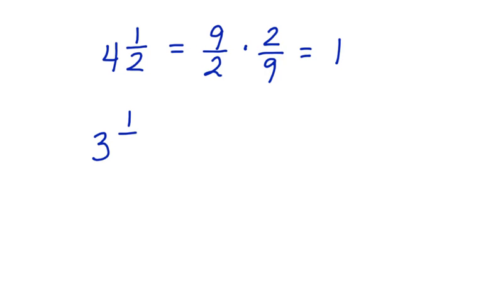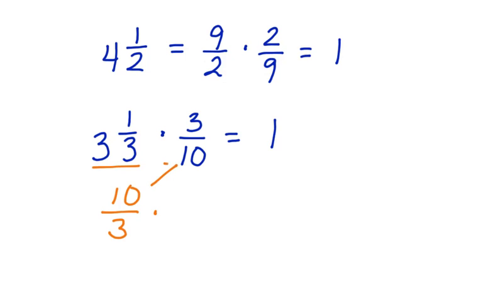If I had 3 1/3 times 3/10, I could say that this product is 1. How do I know? Let's convert this mixed number to an improper fraction. 3 times 3 is 9, plus 1 is 10/3 times, there's its reciprocal, 3/10, and the product is 1. This is an example of the multiplicative inverse property. Now you've looked at a bunch of properties that we can use in number operations with fractions.